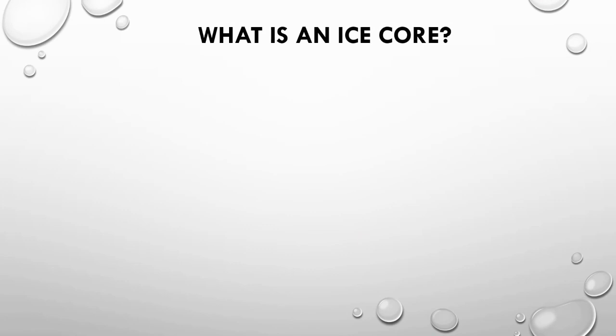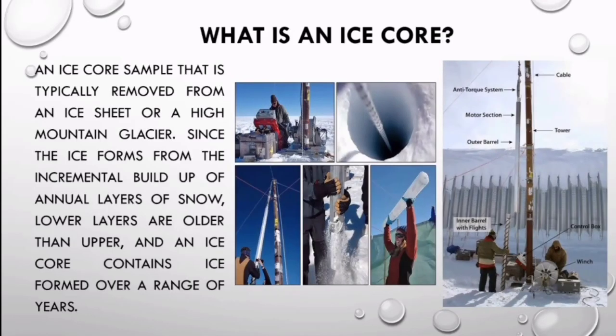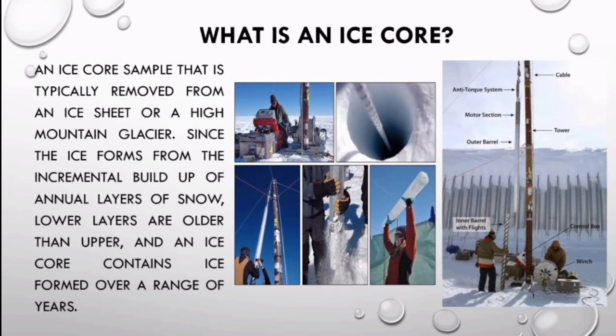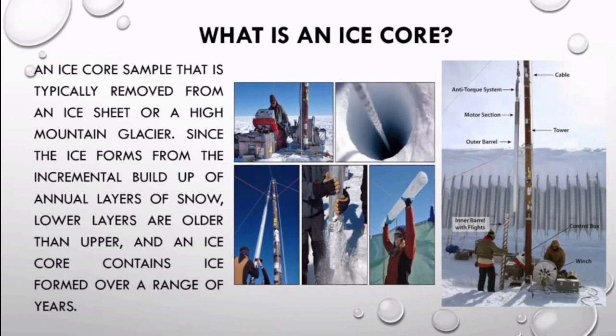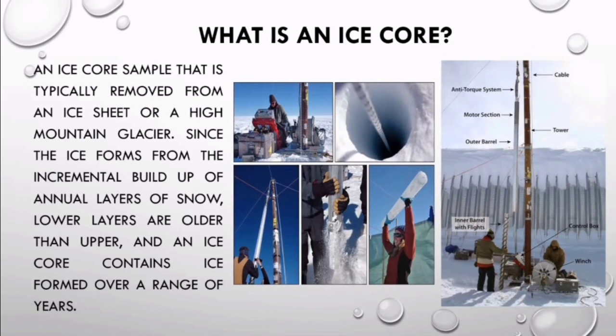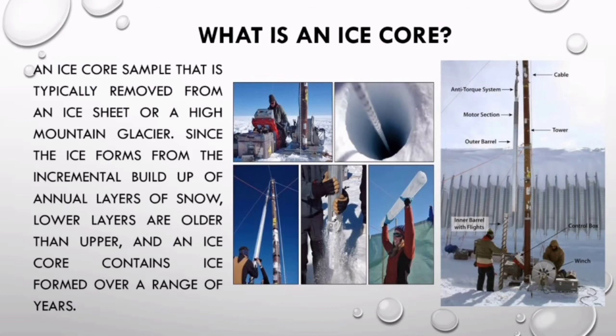What is an ice core? An ice core sample is typically removed from an ice sheet or a high mountain glacier. Since the ice forms from the incremental buildup of annual layers of snow, lower layers are older than upper, and an ice core contains ice formed over a range of years.